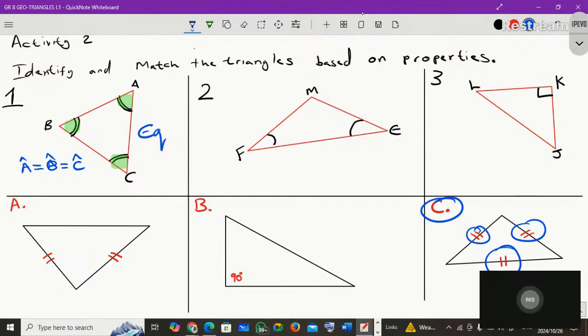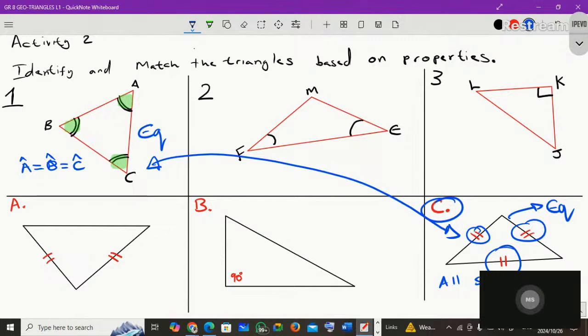So which means here you can see all sides are equal. So this qualifies this to be also a what? An equilateral triangle. So that means this goes with what? With C. So 1 goes with C. I hope it makes sense. Okay, we are done with 1 and C. Now we have 2 more to go.